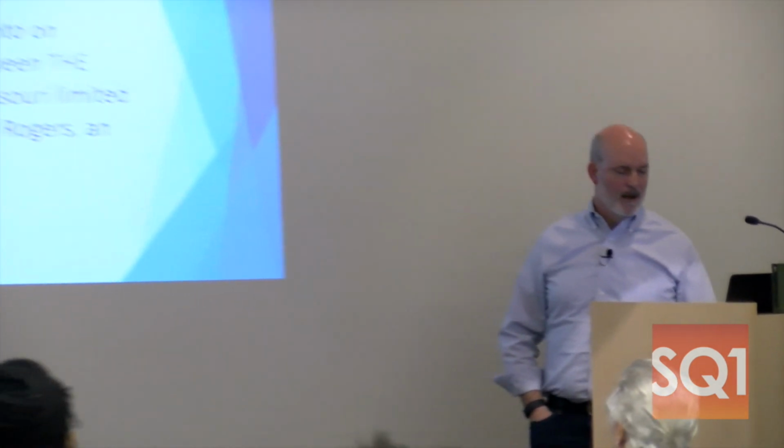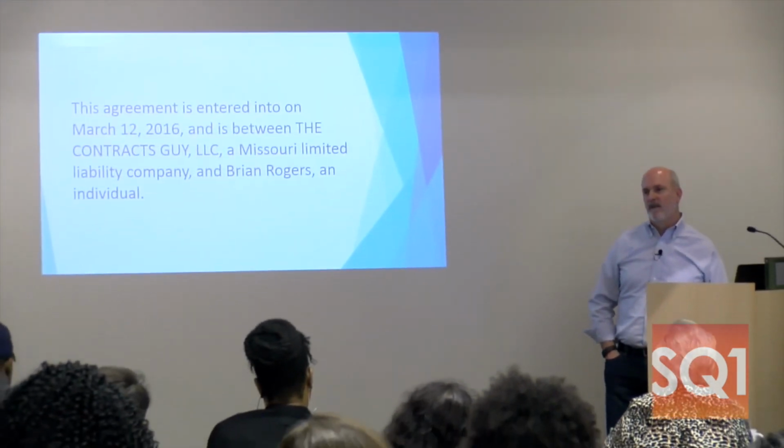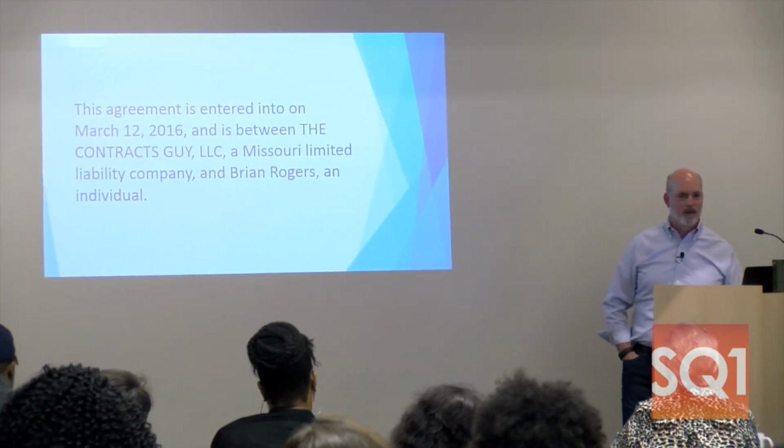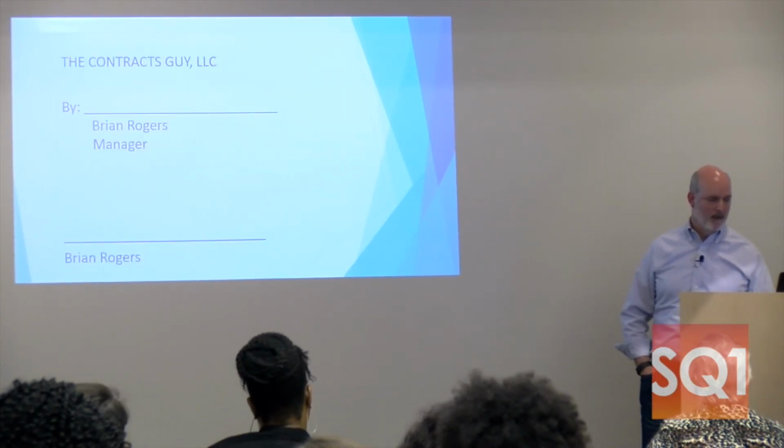Here's a sample introductory paragraph. So if I have a company called the Contracts Guy LLC, and then I'm entering into a contract with that company as Brian Rogers, this is a good way for your introductory paragraph to describe those. So we've got a company and an individual.